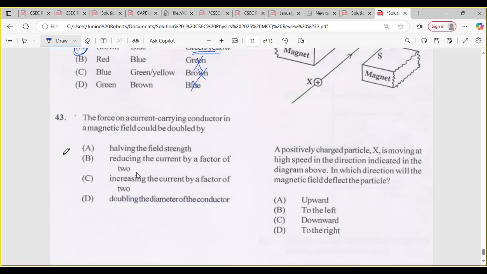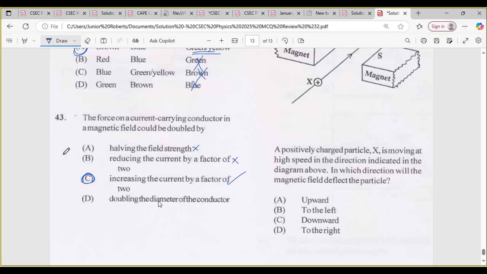43 now says that the force on a current carrying conductor in a magnetic field could be doubled by, so we can double the force on the current carrying conductor. It says half the field strength, no. Reducing the current by a factor of 2, no. Increasing the current by a factor of 2, yes. So C is the answer right here.